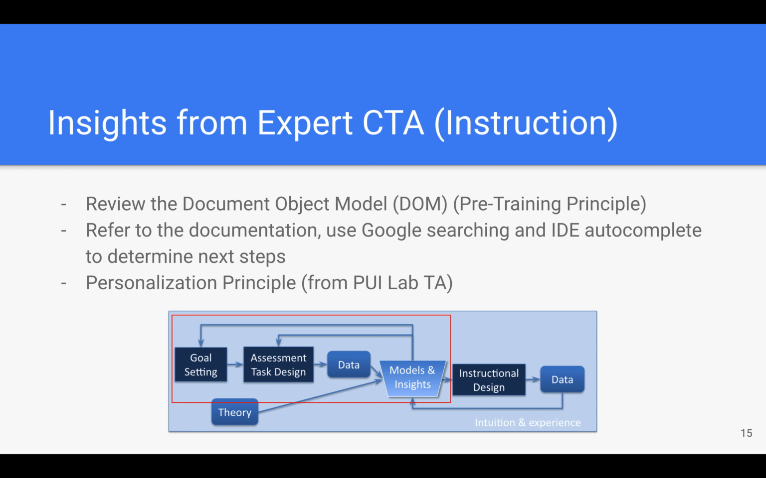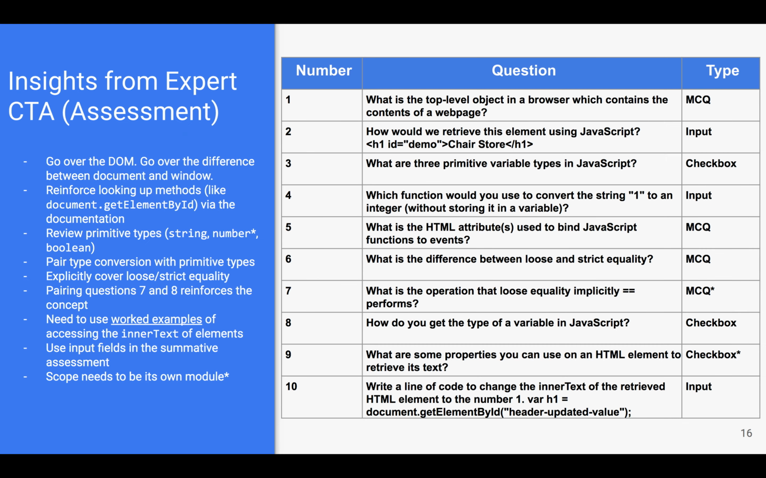The other results of the expert CTA included applying pre-training principles, so an overview of the document object model, or DOM, was taught to students during instruction. They were taught to refer to the documentation, and the advice from the PUI lab TA was also incorporated. This is the final iteration after multiple iterations of the assessment.